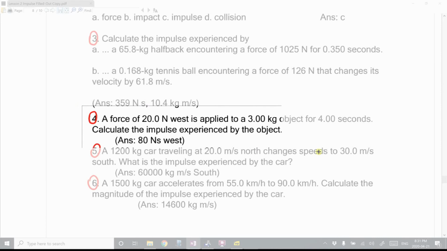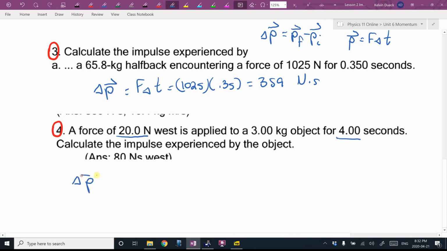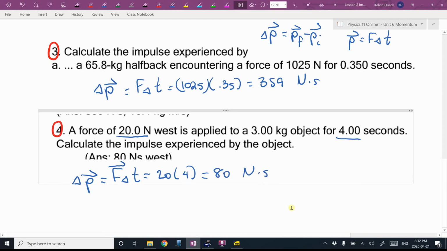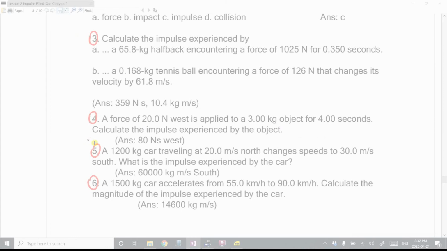Number 4. This also wants an impulse. Okay. Let's see. I have a force. I have a time. Yep, I'm going to use this version of the impulse equation. So it's going to be 20 times 4. I can do that one in my head. 80 kilogram meters per second, or 80 Newton seconds.